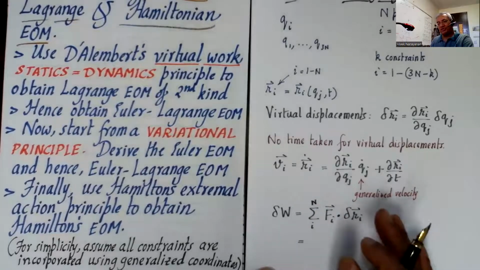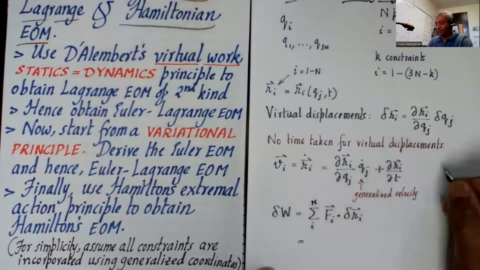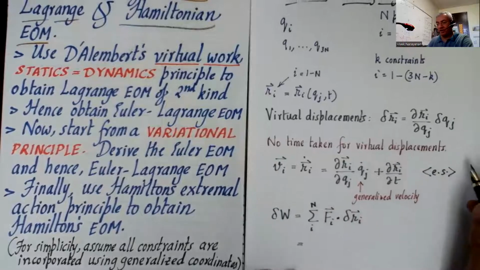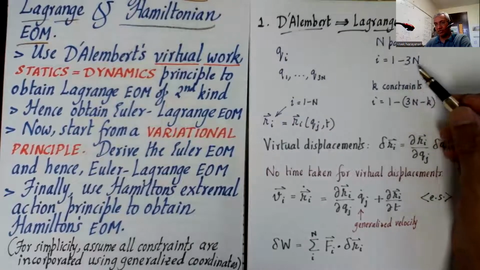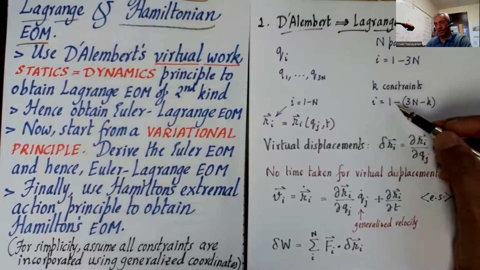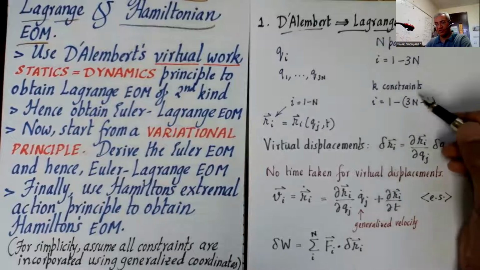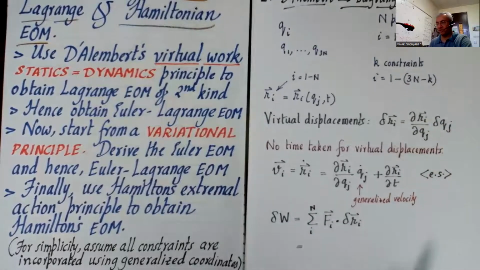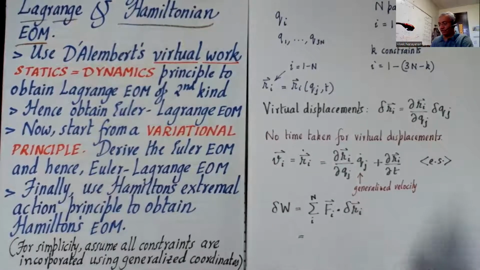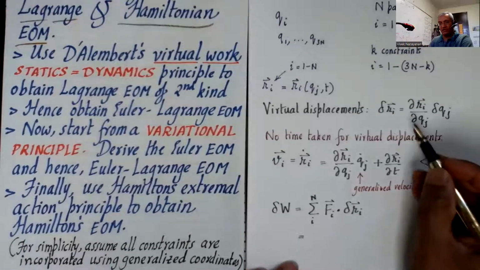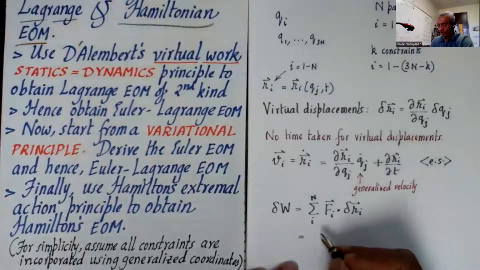If I don't write the summation sign and I simply use Einstein's summation over the repeated index, it means the repeated index is summed over either from i or j equals 1 to 3n, or from 1 to 3n minus k if there are constraints. So that's the understanding here. All right, now we'll try to write this. Delta Ri is right there. So let's put it in here.